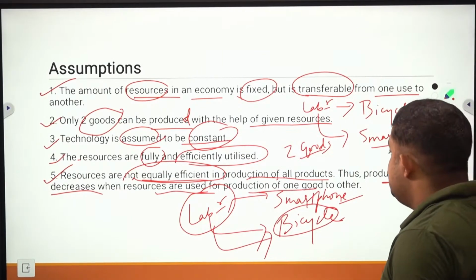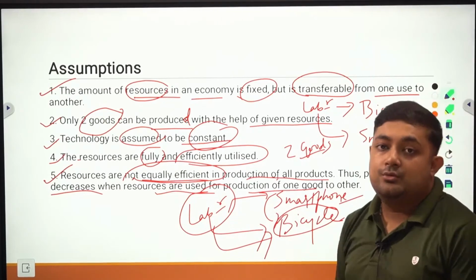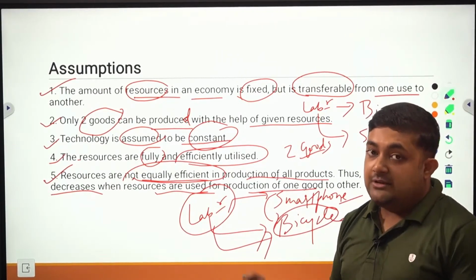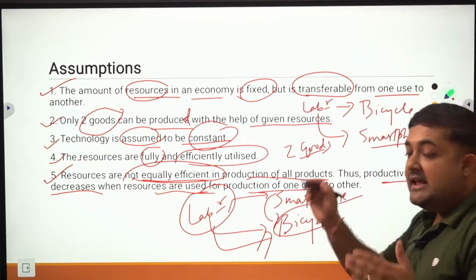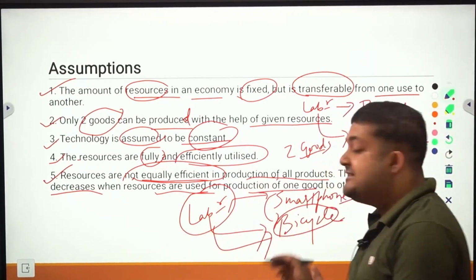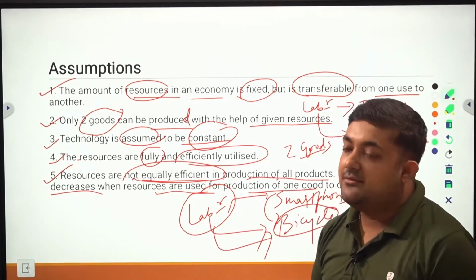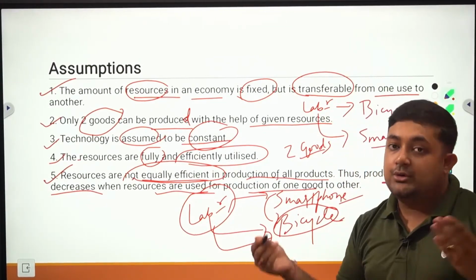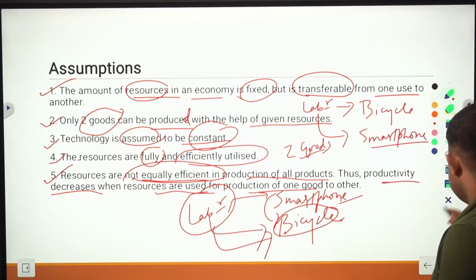Okay? So when the labor who was producing smartphones is made to produce bicycles, the efficiency will fall. He cannot produce bicycles with the same efficiency with which he made smartphones, and therefore our cost of production will rise, and this will lead to the problem of inefficiency. I hope it is clear.